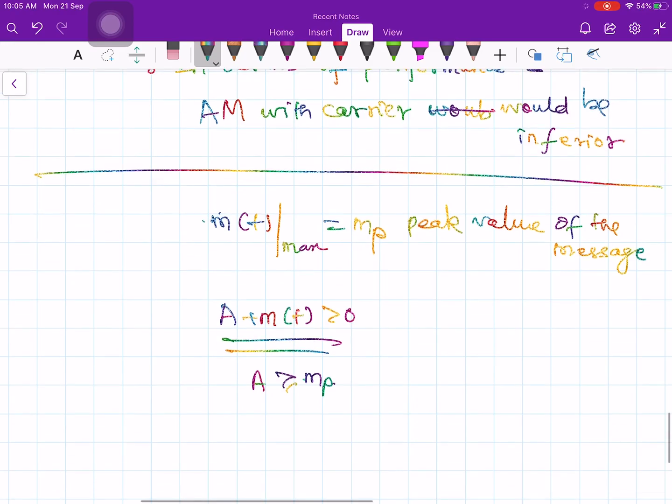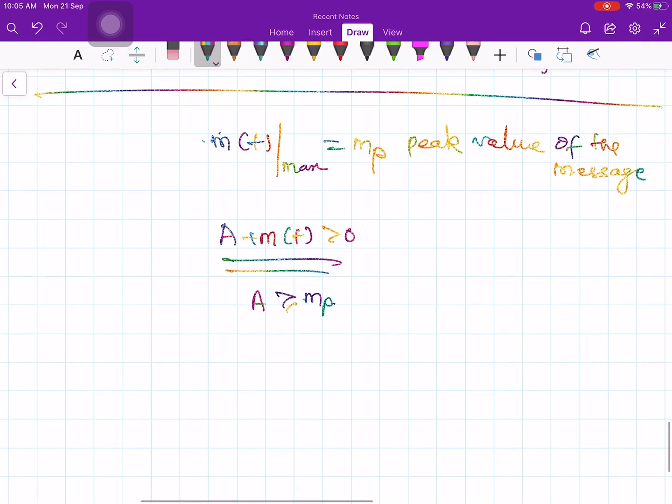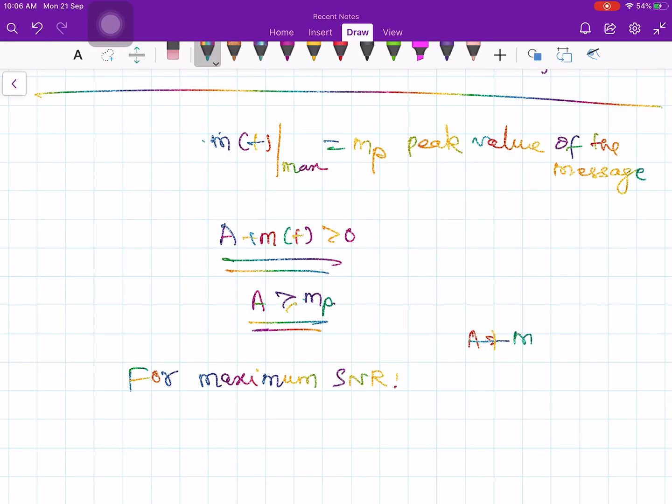So for maximum SNR, what should we do? To obtain the maximum possible SNR, I should choose A equal to the largest possible value, which will be your maximum peak value of m(t). That gives the 100% modulation. So maximum SNR, because we said A plus m(t) is greater than 0.